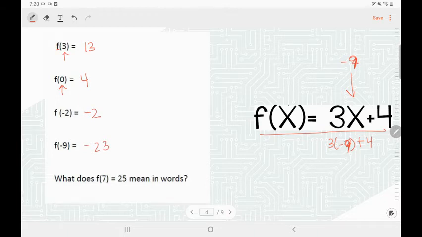What does f of x equal 25 mean in words? This means, if I plug 7 into my rule, I get out 25. When my input is 7, my output is 25.